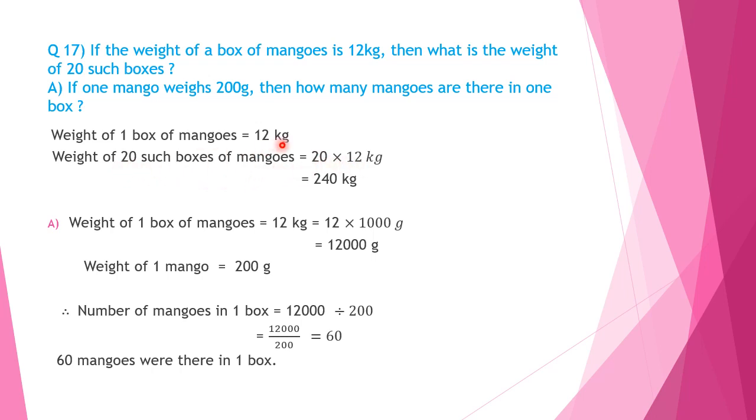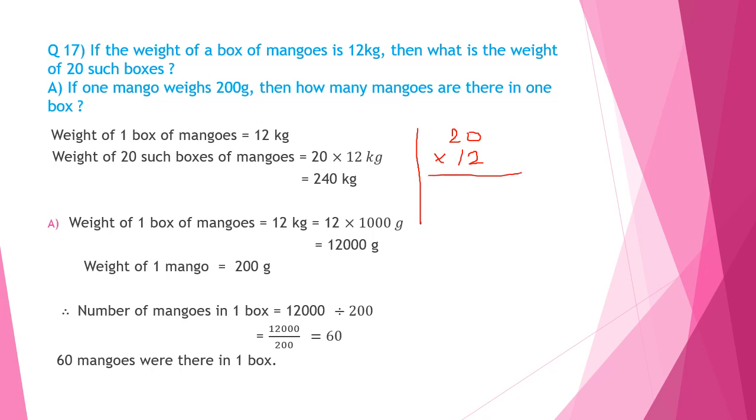So the weight of one box of mangoes is given as 12 kg, and we need the weight of 20 such boxes. So what you do? You have to do multiplication. So 20 multiplied by 12. 12 twos are 24, and how many zeros left here? 1 zero, that is 240 kg. Otherwise you can do multiplication in your column method. So 20 multiplied by 12. Multiply yourself and check whether the answer is correct or not.